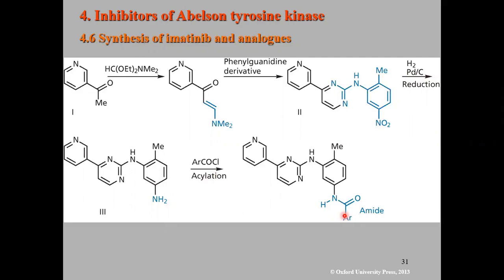The AR group here is called aryl, AR. This represents the phenyl ring and the piperazine ring of imatinib. You can go and check that in the imatinib structure. All right.